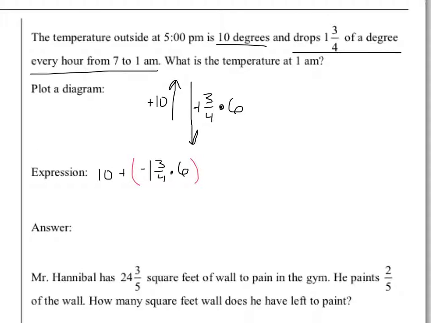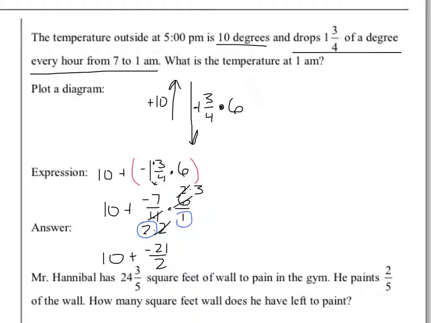When I do that multiplication, I'm going to change this to an improper fraction. It's going to give me negative 7/4 times 6 over 1. I can simplify this. And that's going to give me 10 plus negative 21 over 2. Because this is what was left over on the bottom. This was what was left over on the top.